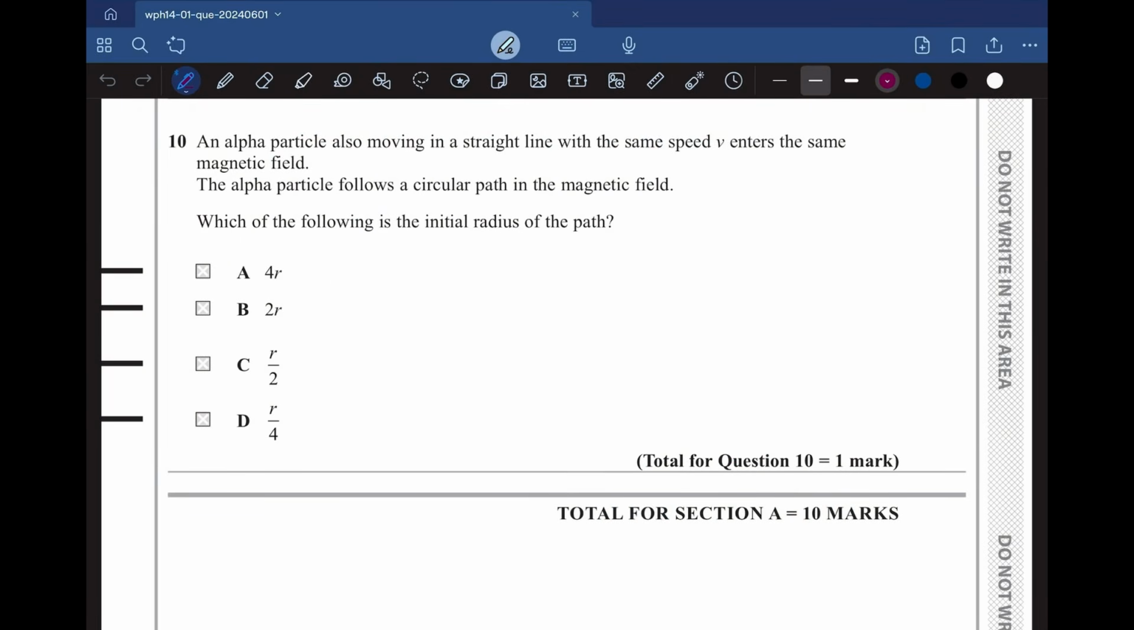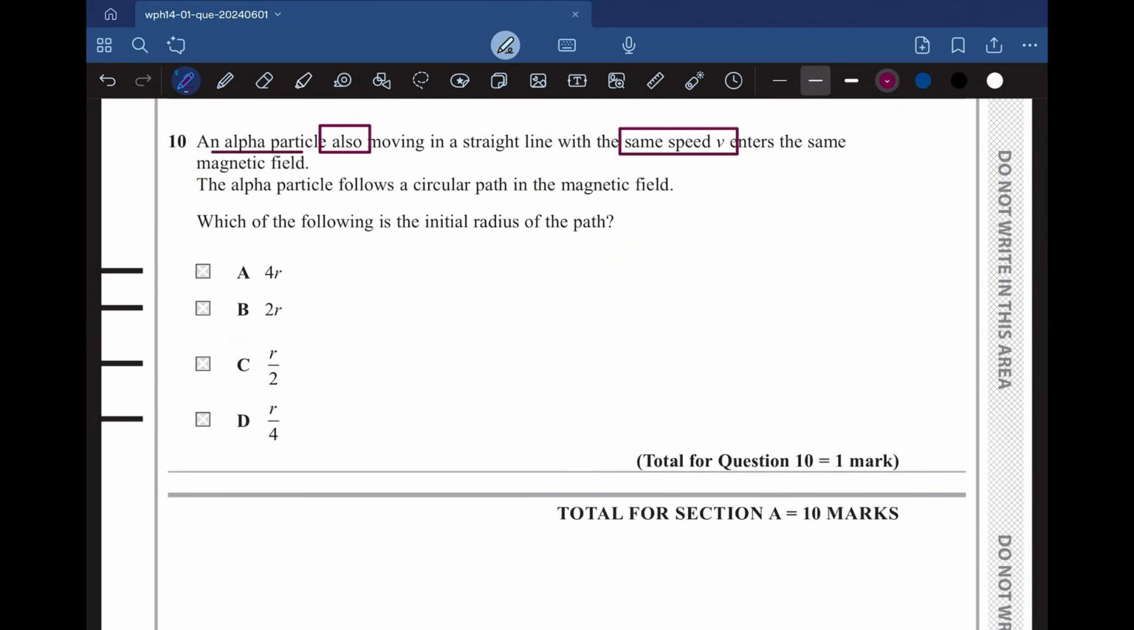An alpha particle also moving in a straight line. Okay, so it says also. Now this means something, that we are comparing the alpha particle with something. Moving in a straight line with the same speed enters the magnetic field. So basically the speed is the same.